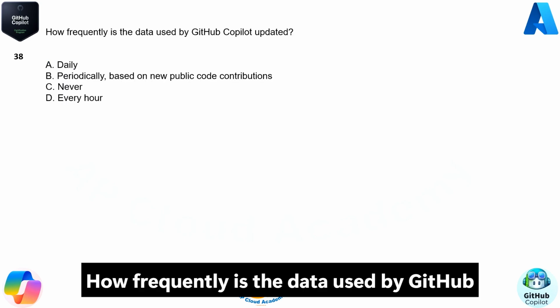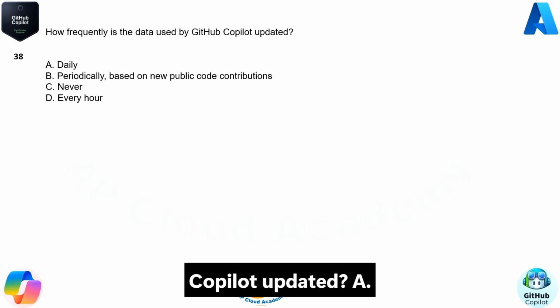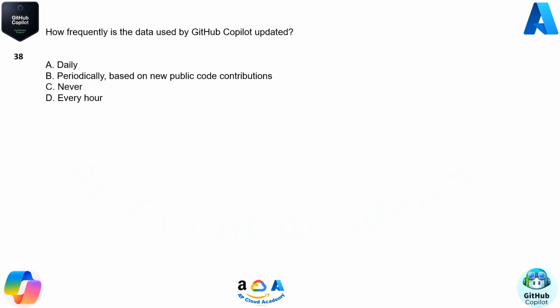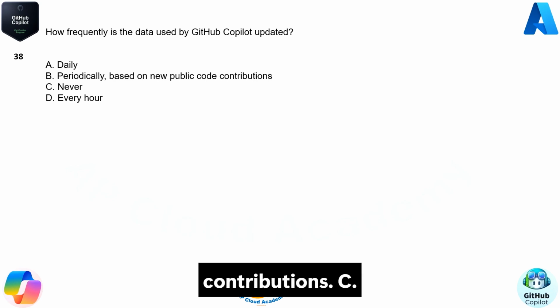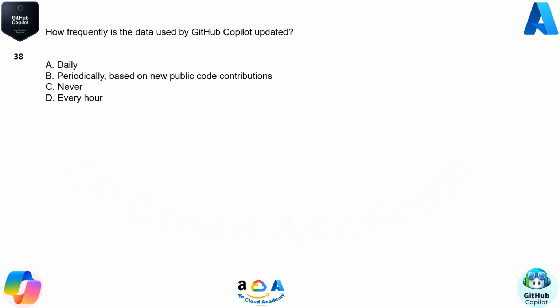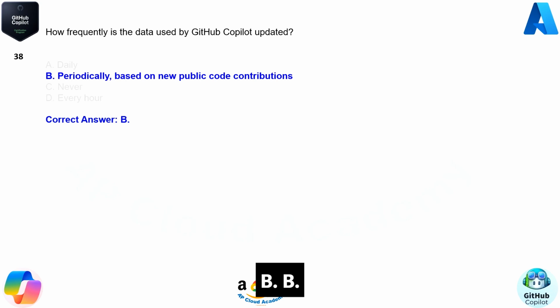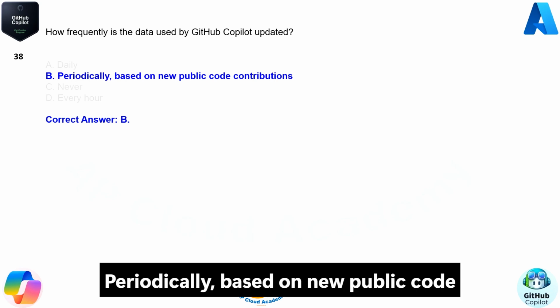How frequently is the data used by GitHub Copilot updated? A. Daily. B. Periodically, based on new public code contributions. C. Never. D. Every hour. Correct answer, B. Periodically, based on new public code contributions.